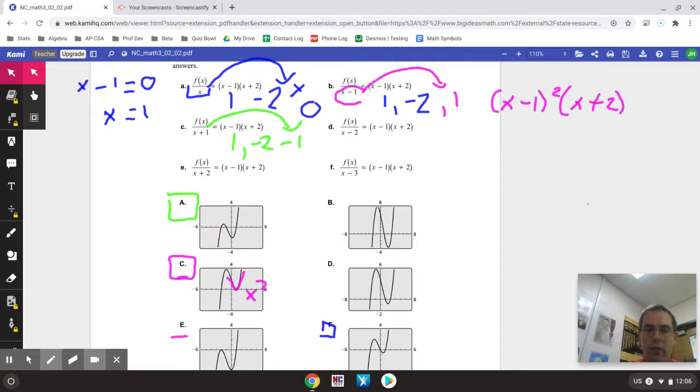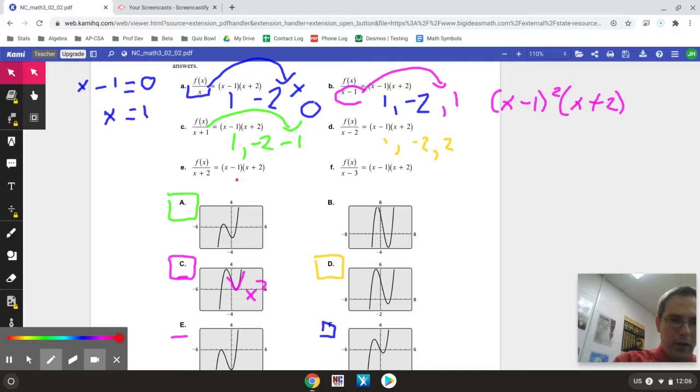Okay, as we look at the rest of them, D, you could have had an answer of 1, -2, and +2. So 1, -2, and +2, which would look a lot like graph D because it is a 1, a -2, and a +2. When I look at E, that one would have been a 1, a -2, and another -2.